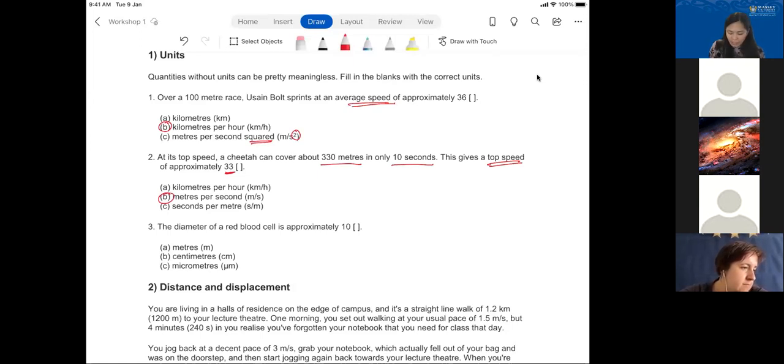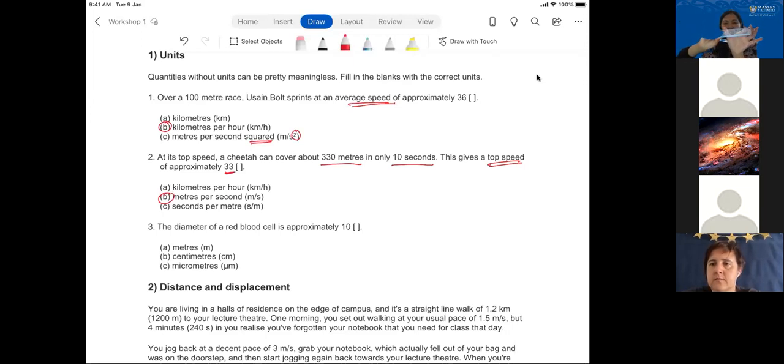Okay. And for the last question, getting a sense of the magnitudes of things, the diameter of a red blood cell is approximately 10 something something. So obviously 10 meters for the diameter of a red blood cell is too big, right? It's almost as big as a building. So A is obviously a wrong answer.